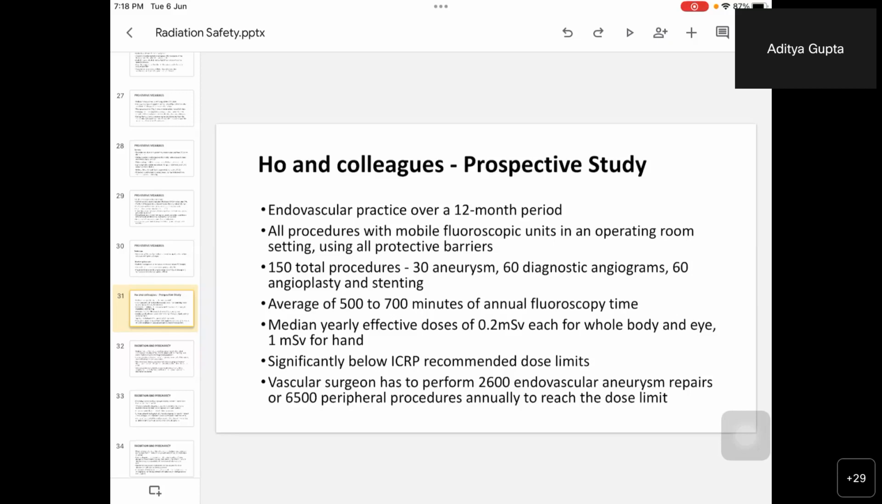They calculated a median yearly effective dose of 0.2 millisievert each for whole body and eye, and 1 millisievert for the hand for these 150 procedures, which was significantly below the ICRP recommended dose limits. With all this data, they inferred that vascular surgeons would have to perform 2600 endovascular aneurysm repairs or 6500 peripheral procedures annually to reach the dose limit recommended by ICRP.